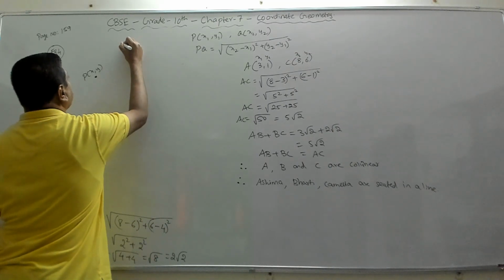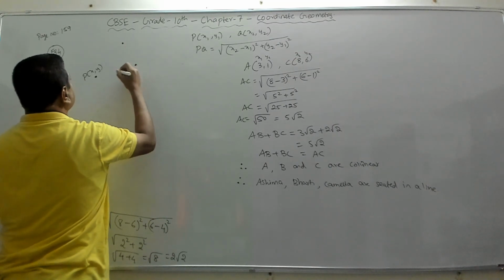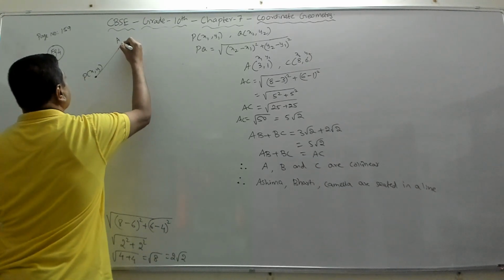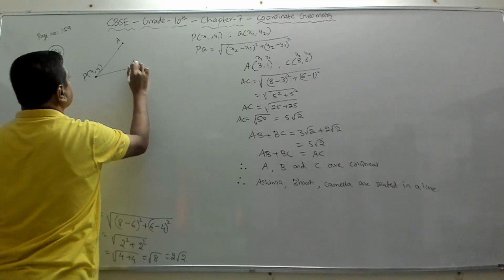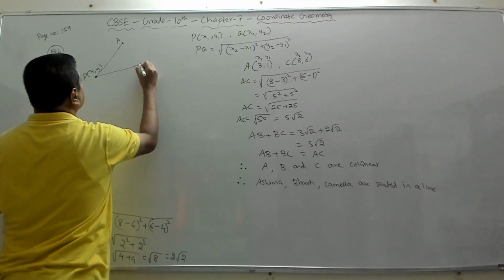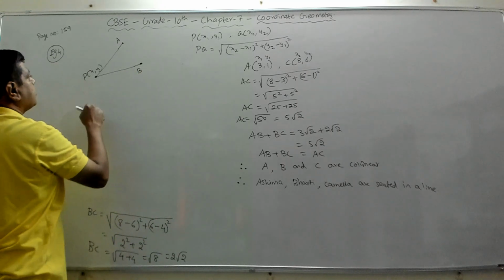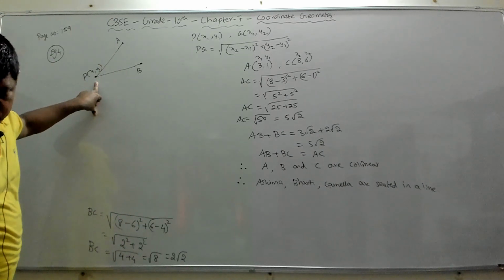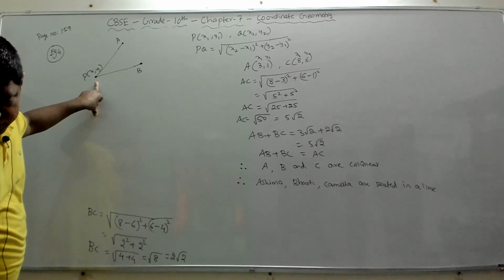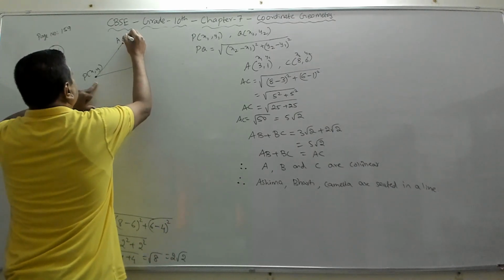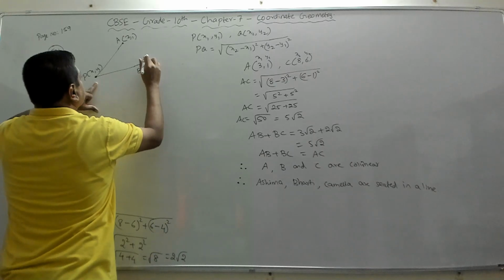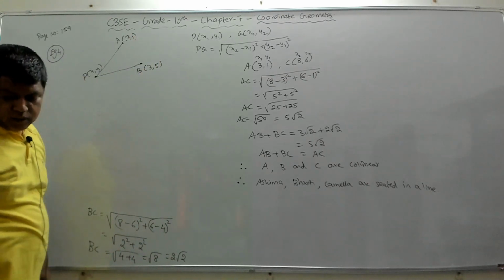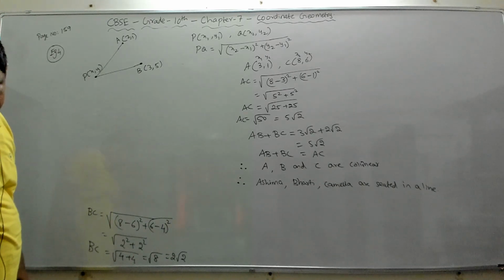Suppose there is a point A here and there is a point B here. This is A and this is B. So which means if you join PA and PB, the distance is equal. This point is equidistant from these 2 points. I am calling the given 2 points A and B, and what are the given points? (7, 1) and (3, 5).